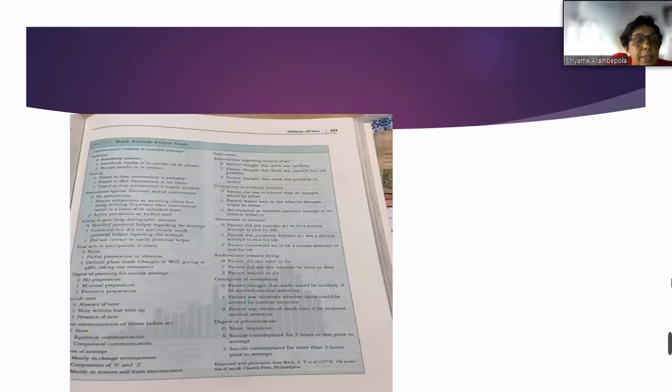And in your books, in the shorter textbook of psychiatry, I think, Udara, have you got this in your new book as well? Beck suicidal intent scale. Hello?